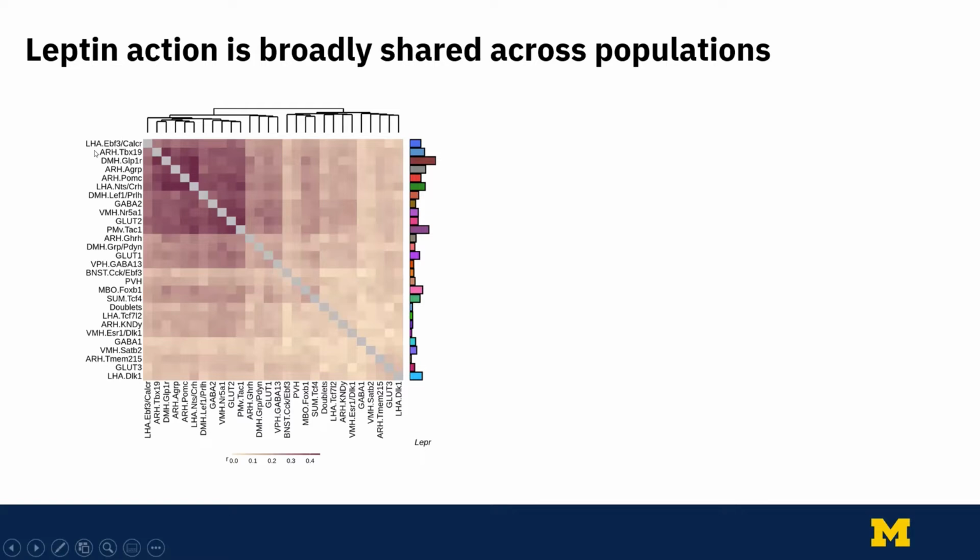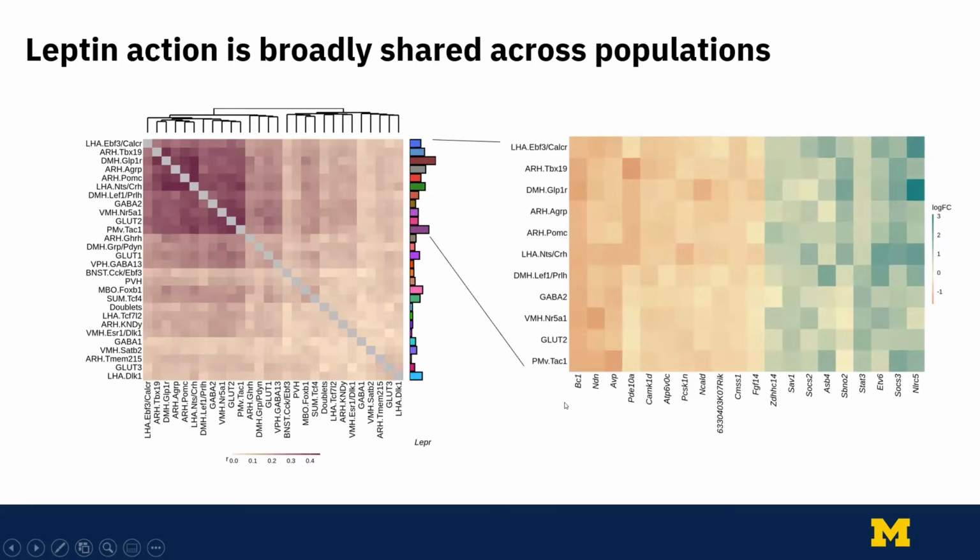This block up here corresponds to the classic leptin receptor populations: AGRP, POMC, the VMH, and the GLP-1 receptor cells. These are the ones that have the highest levels of leptin receptor expression. If we look, for example, at these classic leptin target genes, you can see that they're all coordinately regulated in these classic leptin receptor populations, indicating that leptin drives a very stereotypical transcriptional cascade in each distinct cell population.